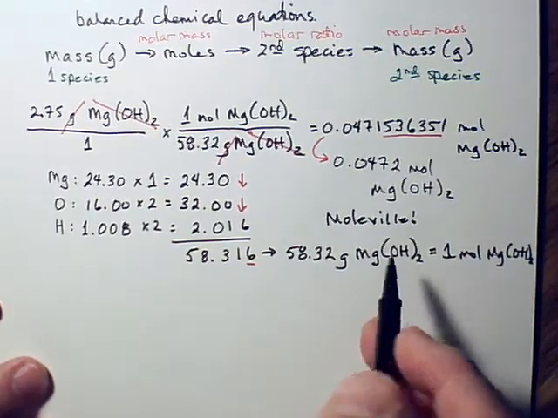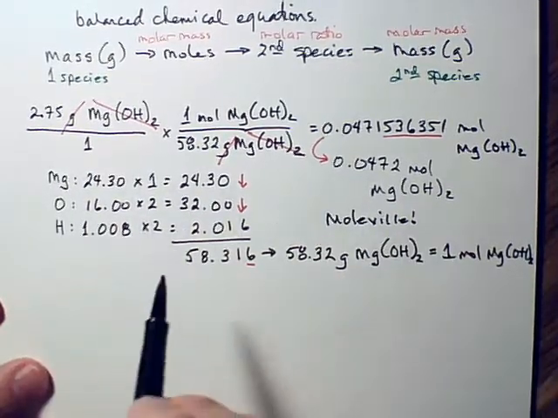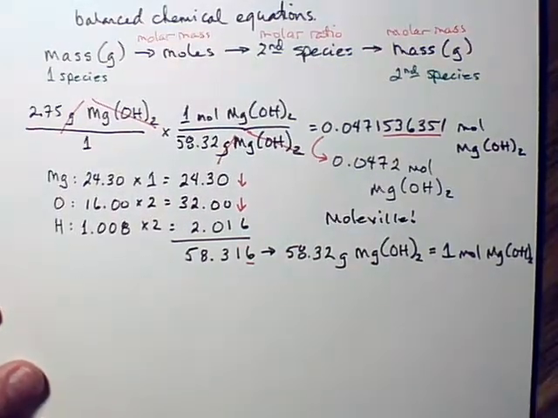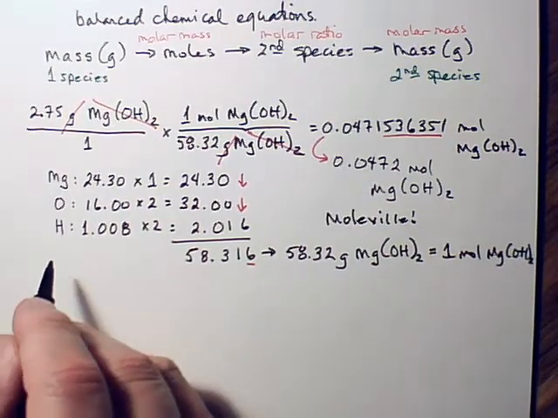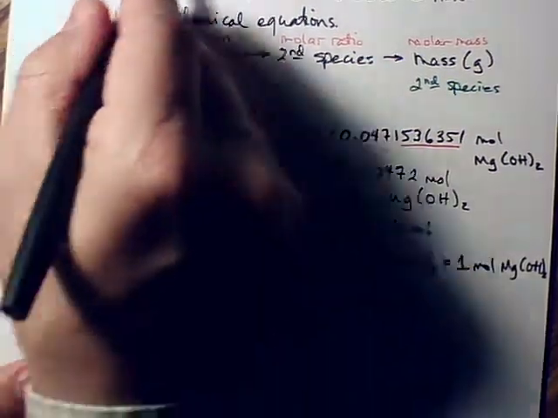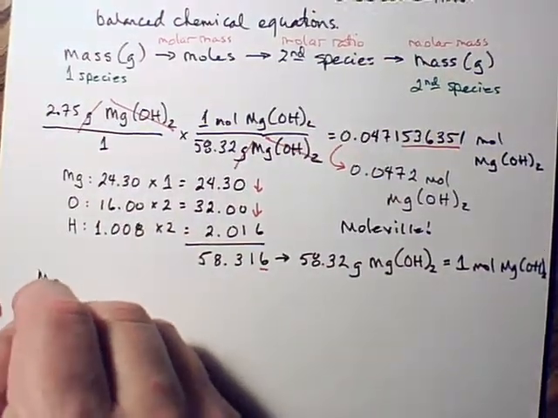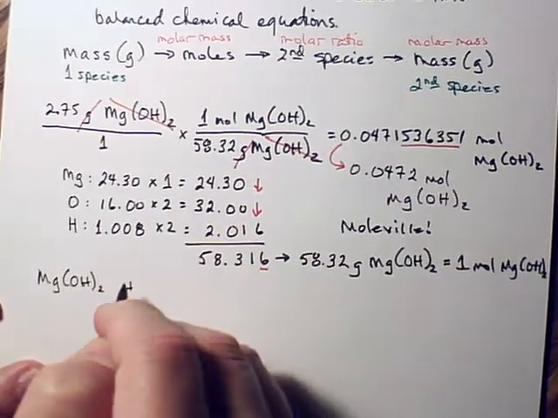Now we have it in moles. We're going to need a balanced equation to get it from this species to the one we're looking for. Okay. So let's do that. The problem says we're reacting magnesium hydroxide with hydrochloric acid.